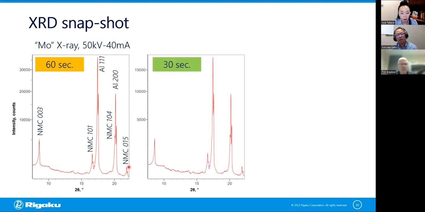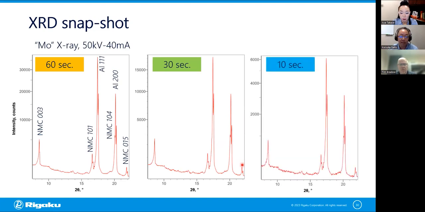Let's make it quicker. This one is recorded in 30 seconds, half a minute. Intensity is half, of course, but you see the NMC peaks are still very clear. This quality of data is enough to calculate the lattice parameter from the peak search. Let's try even faster. This is a 10 second exposure time. Even with 10 seconds of exposure with the conventional X-ray source, I was able to see clear peaks from the NMC, those 4 peaks.